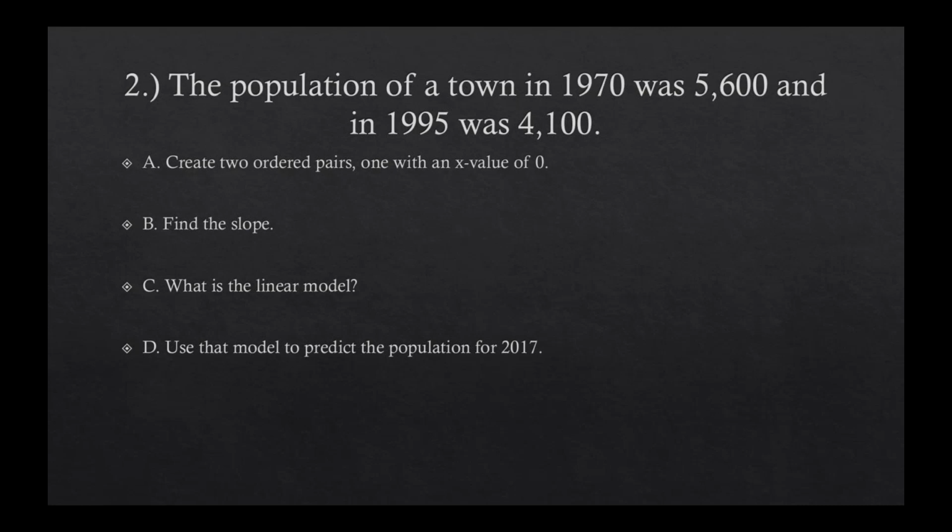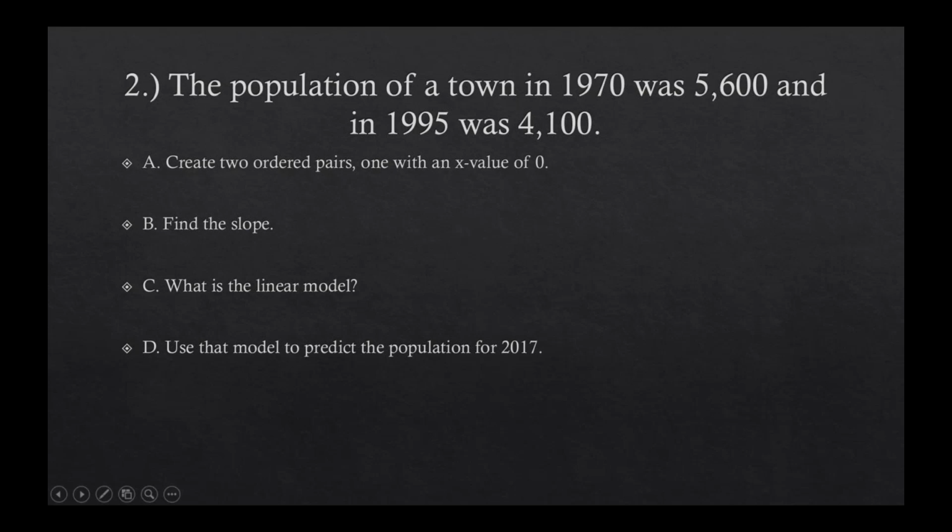The population of a town in 1970 was 5,600, and in 1995 it was 4,100. Okay, so this one is a whole lot more work for you. So we're going to do that. Now, in order to part B, find the slope, and then in part C, write the linear model, we need two ordered pairs.